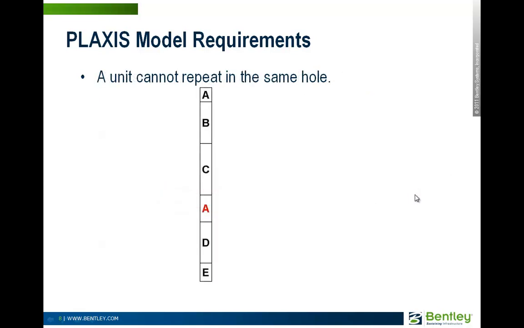You also cannot repeat a unit in the same hole. So here we have A, B, C, and then A again. That would abort export of that specific borehole. The other boreholes would be exported. And of course, the exception to this rule, if you repeat the same unit and they're contiguous, so you have 3 A's in a row, as we showed in the earlier slide, that's okay. The program will consolidate those into 1 A unit for you.